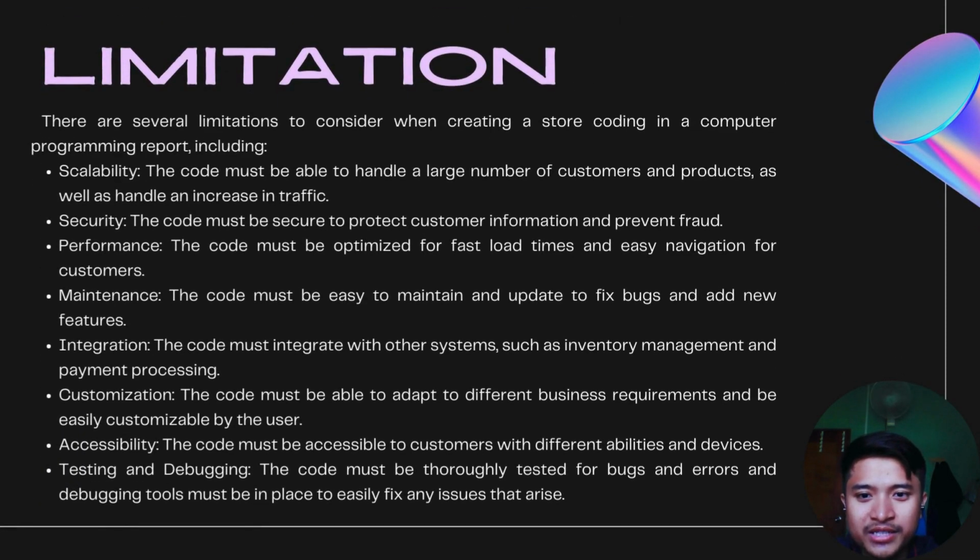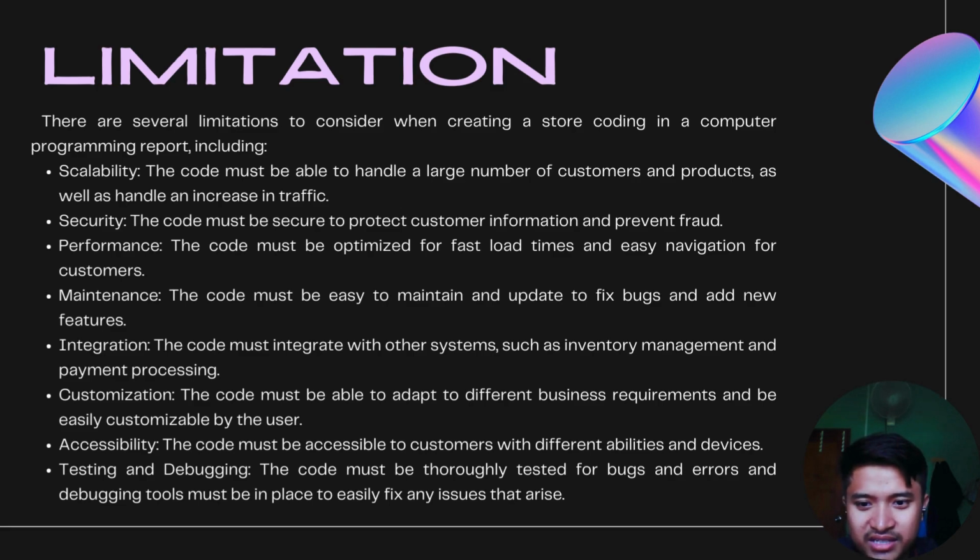Next is limitations. There are several limitations to consider when creating a store coding in the computer programming report, including scalability. The code must be able to handle a large number of customers and products, as well as an increase in traffic. Next is security. The code must be secure to protect customer information and prevent fraud. Next is performance. The code must be optimized for fast load time and easy navigation for customers. Next is maintenance. The code must be easy to maintain and update to fix bugs and add new features.